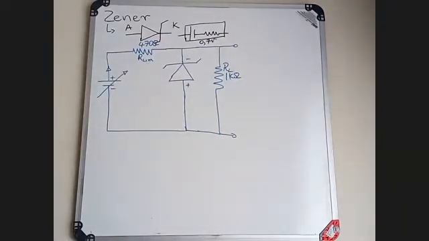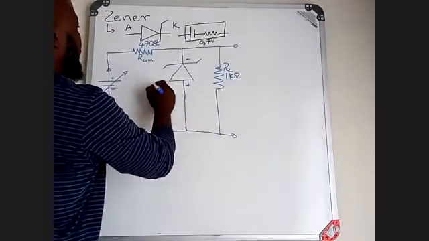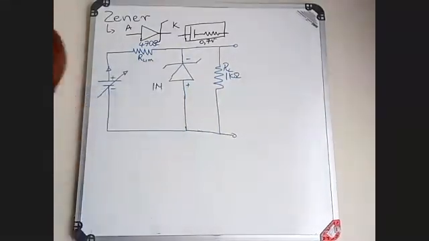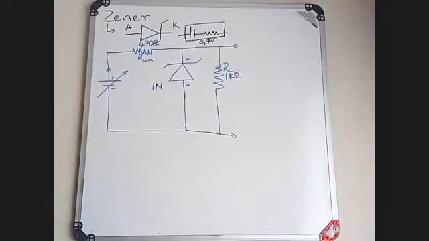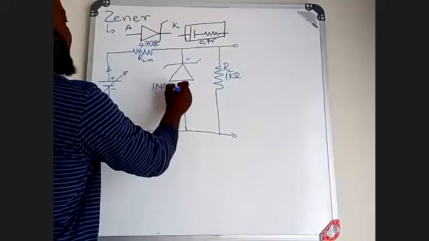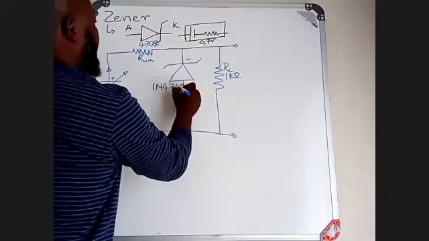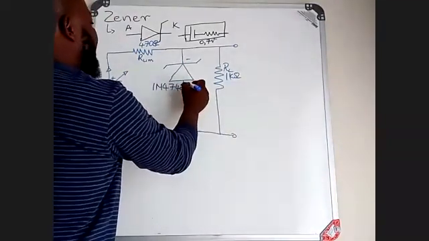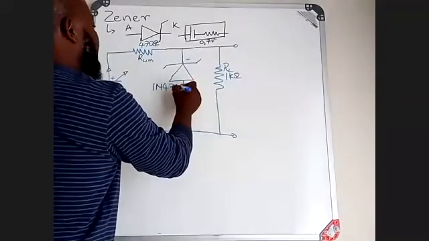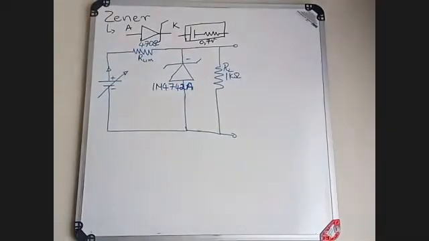Now, if I go and check within my data sheet, I will say the diode that I'm using, for example, is a 1N4742A. This is the Zener diode that I got from my data sheet.